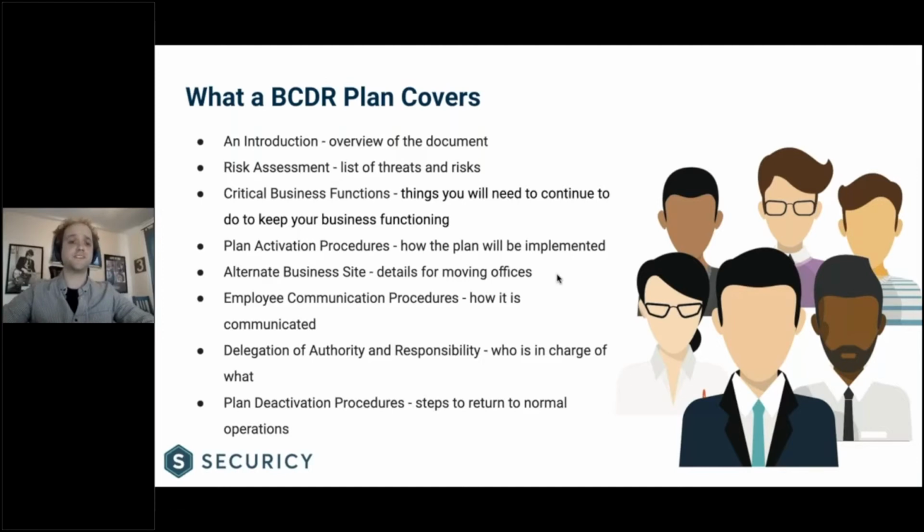The next section is the delegation of authority and responsibility. This will be who is in charge of what within your organization. And if something was to happen to them, who would take charge? Who is that second or third person who could jump in and fill that role? And then, of course, what needs to take place for this person to switch over and take responsibility for somebody.